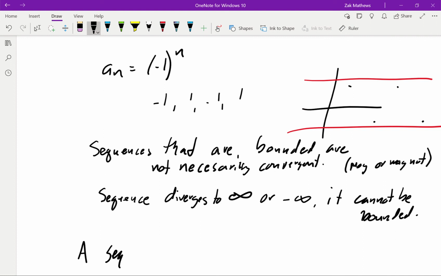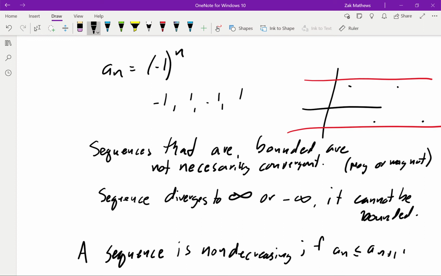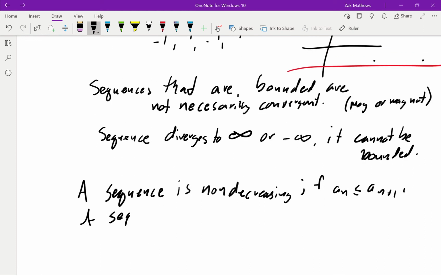A sequence, if it is bounded in one direction, we can say it's either non-increasing or non-decreasing. A sequence is non-decreasing if an is less than or equal to an plus 1, meaning the next term is always bigger. A sequence is non-increasing if an is always bigger than or equal to an plus 1.